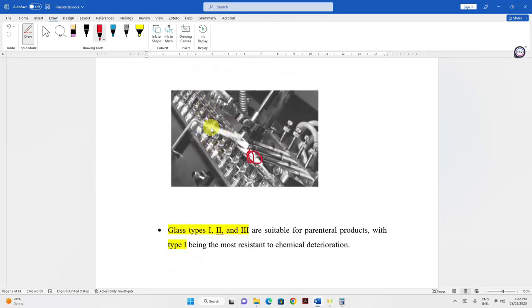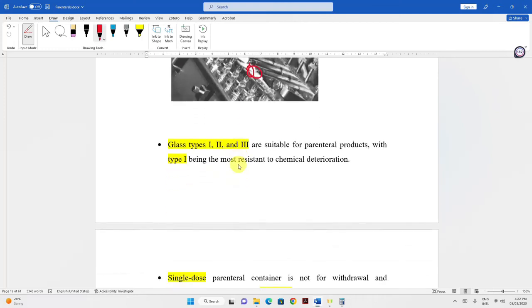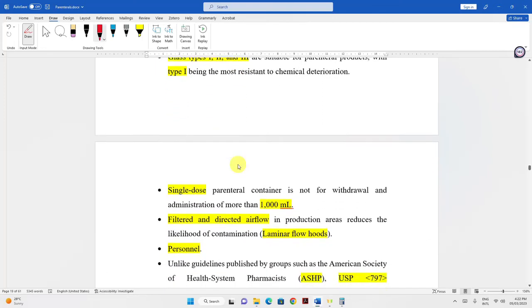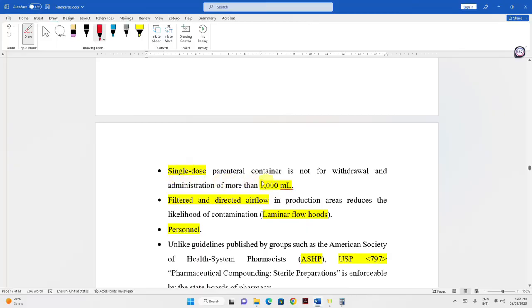Of course, after closure there is a place where anything extra will be cut or removed. Okay, single dose containers should not allow the withdrawal of more than 1000 ml. So what is the maximum volume for a single dose container? The maximum volume is 1000 ml.